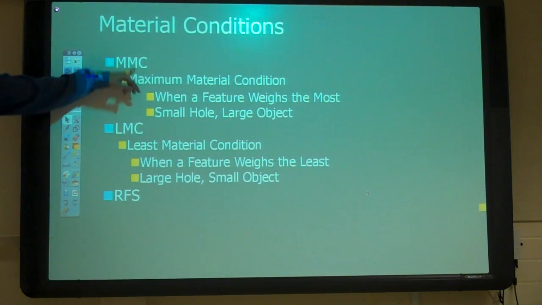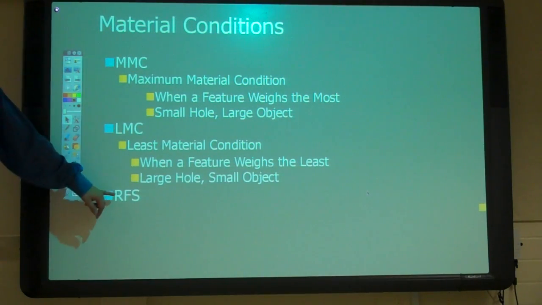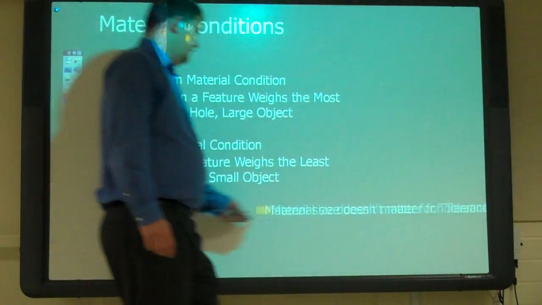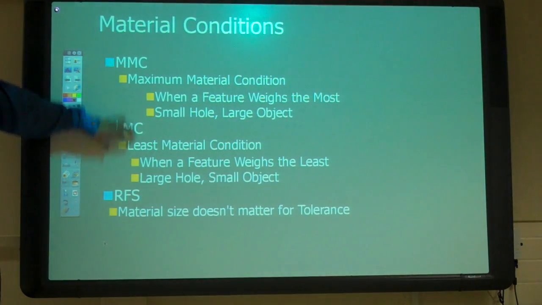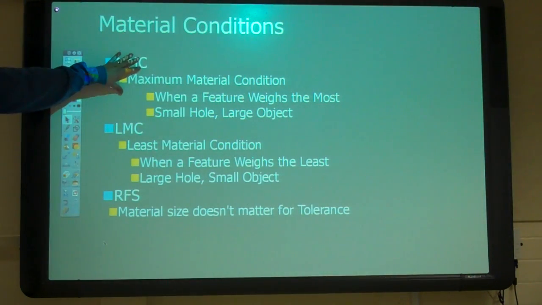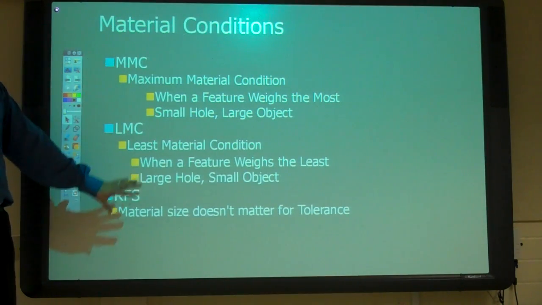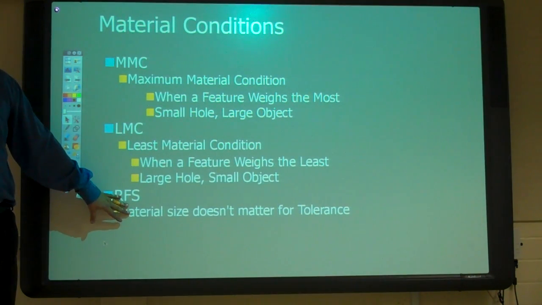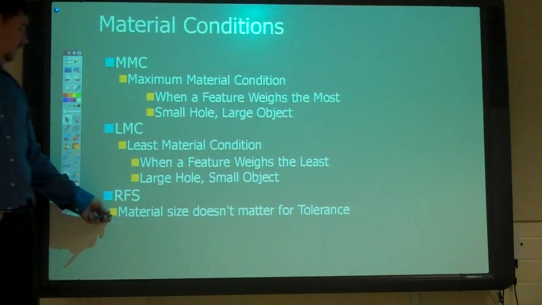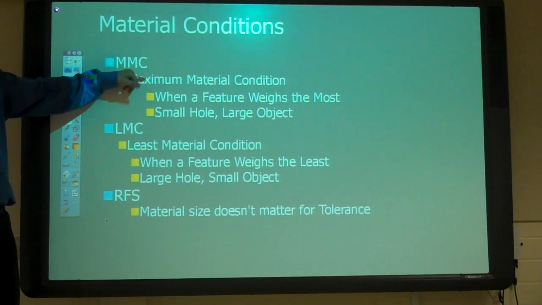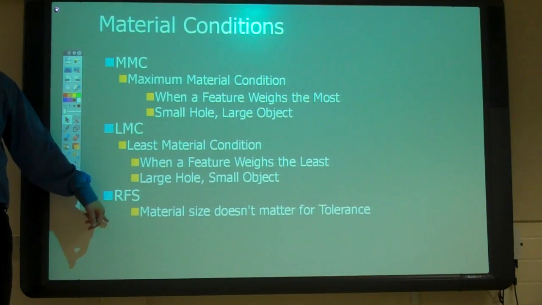When the feature has the most mass, when it has the least mass, and regardless of feature size, when we don't care about how big it is. So RFS, regardless of feature size, is kind of standard unless you specify. If you don't specify MMC or LMC, it's RFS.